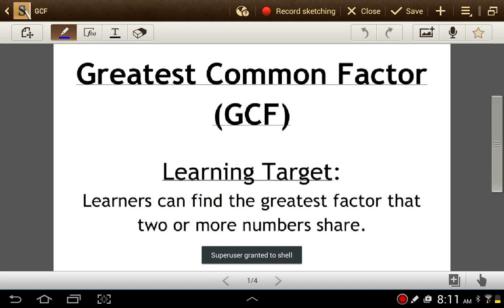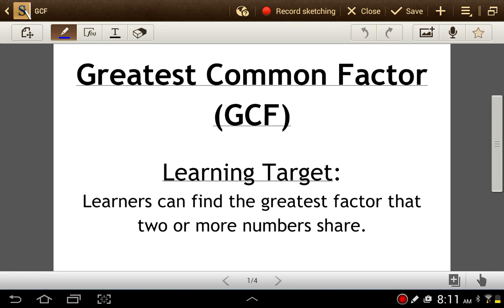Learning target for today's video is learners can find the greatest factor that two or more numbers share. So GCF, greatest common factor. That's just how we're going to write it, GCF, so we don't have to write out all those words all the time. Make sure you title your page, greatest common factor. Make sure you write down the learning target. And I'm going to move on to our next page.